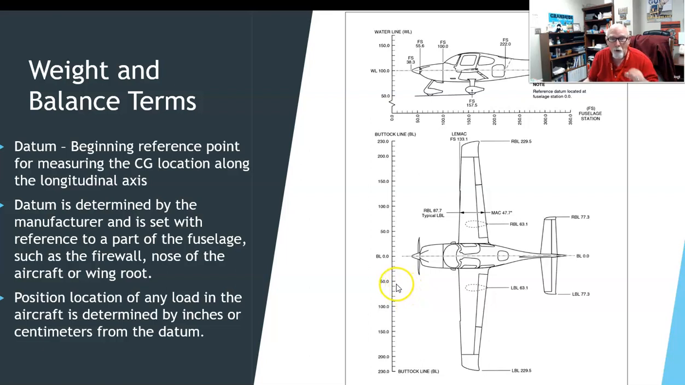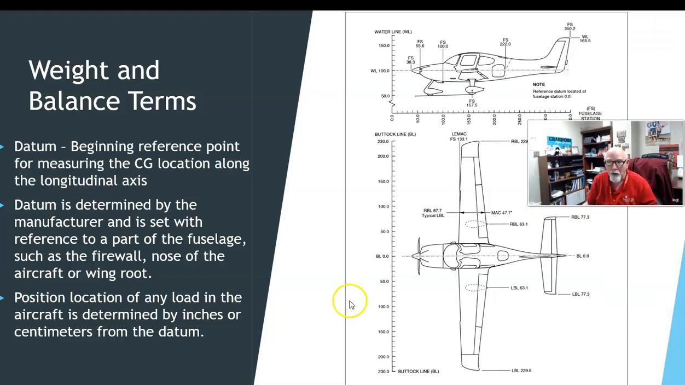So here are some terms. This is a Cirrus R22, and I'll show you the Cessna one in a few minutes. Datum is the beginning reference point for measuring the center of gravity. For the Cessna 172, it is right at the firewall. For the R22, it's a few inches in front of the nose of the aircraft. So actually 38.3 inches in front of the nose of the aircraft, you can see right here.